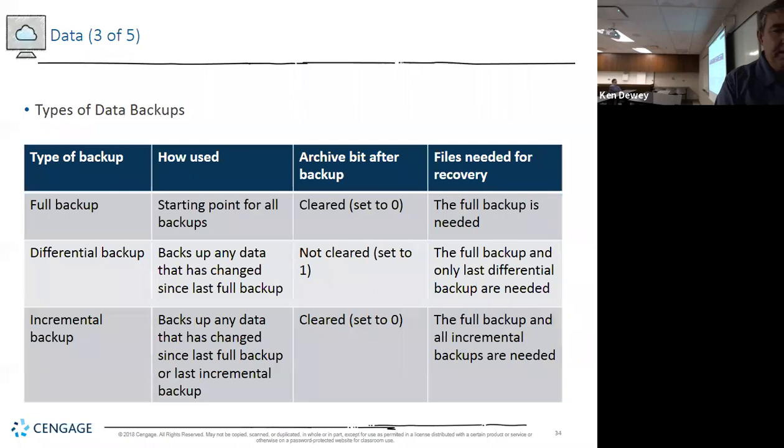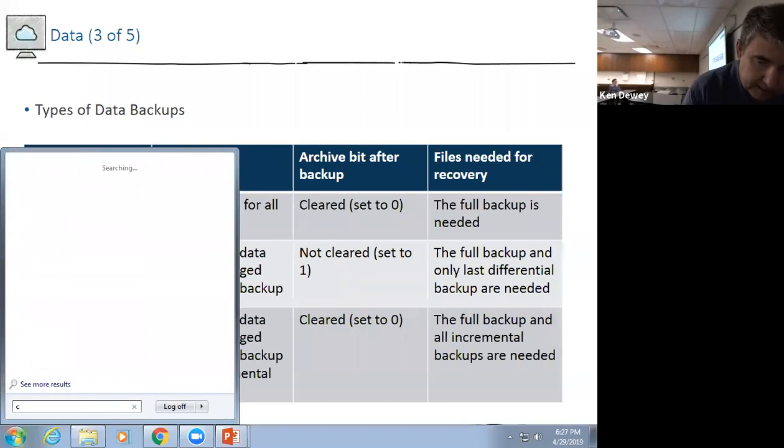Okay. Types of backup. Let's talk about these. Full backup, you back up everything. Now, the critical part here is look over at the archive bit. Whenever a file is modified in any way, the archive bit, I think there's a way I can see this.